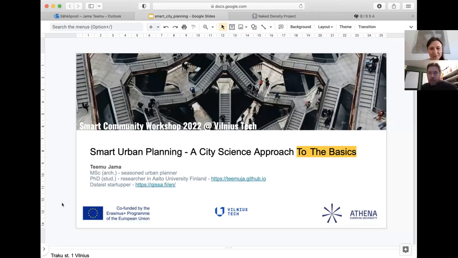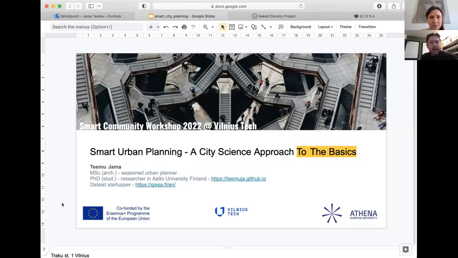As we saw from the last presentation, there are a lot of issues related to more detailed level development under the umbrella of smartness and sustainability. I will talk about the other end of the scale, not probably the far end. I don't know if planning is the right word, probably urban design can suit the scope as well. And I try to elaborate the city science approach to the basics, and I will explain what basics mean then.